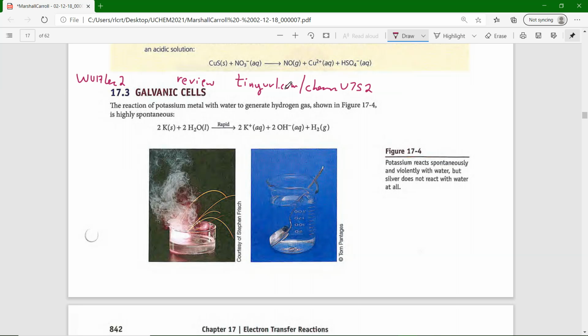So this is wu17lec2. A smart thing to do before you do this is to review a screencast I did for the grade 12 class, tinyurl.com/chemu7s2. There I go into the real nitty-gritty of how galvanic cells work, and I talk about the SRP table. The university course assumes you remember some of that, so rather than me making another screencast to say the stuff that you're going to look at, it's already there.